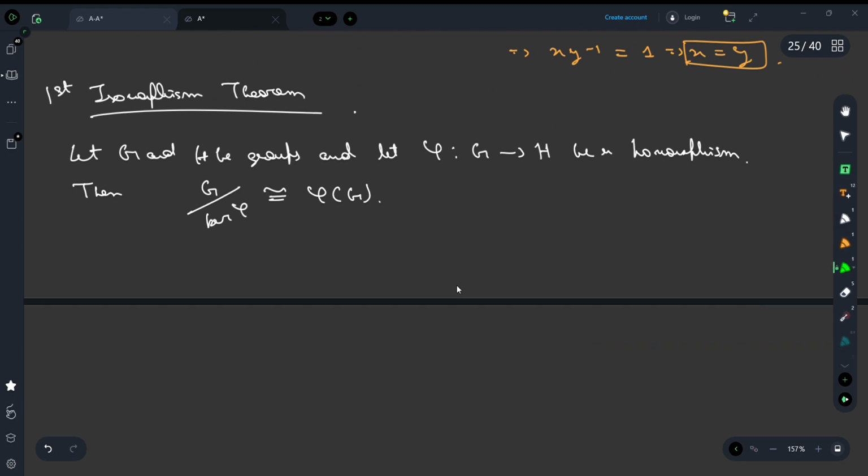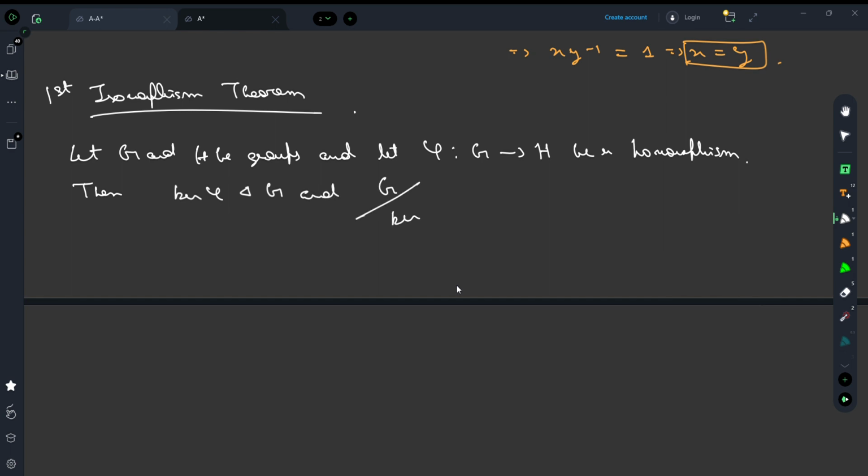So I can just add this up in the theorem where kernel of phi. Let me write it like this. Then kernel of phi is normal in G, and G mod kernel of phi is isomorphic to phi of G. Okay, proof.